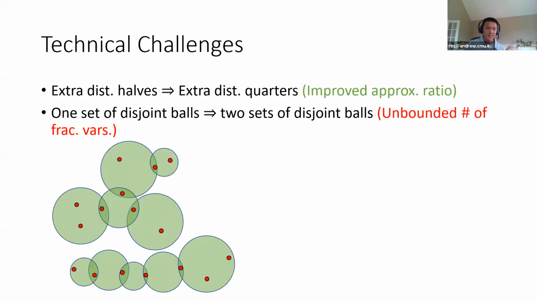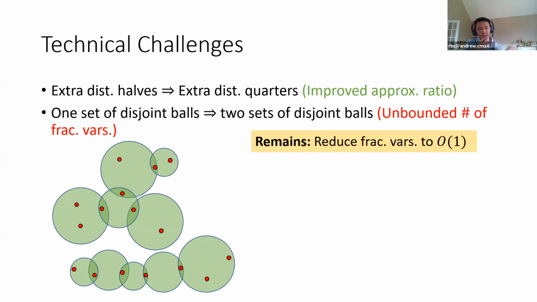However, at the same time, we also went from one set of disjoint balls to two sets of disjoint balls. One set of disjoint balls was nice because I could have a constant number of fractional variables. But now with two sets of disjoint balls, we can have an unbounded number of fractional variables, as in this picture, where the green balls are the tight constraints, and the red points are the fractional variables. So to get our final approximation algorithm, we have to find a way to reduce the number of fractional variables to a constant.